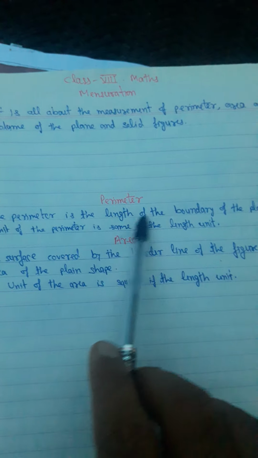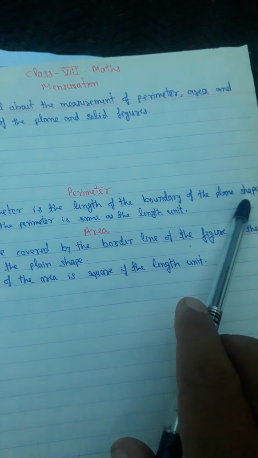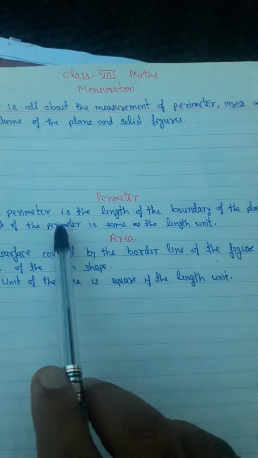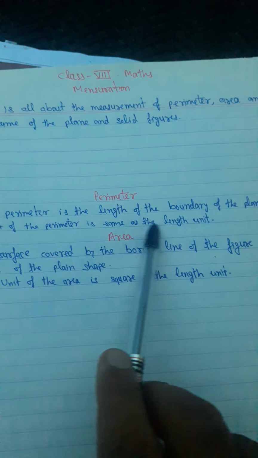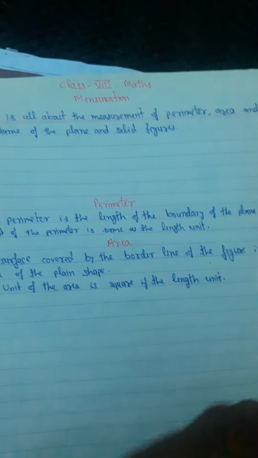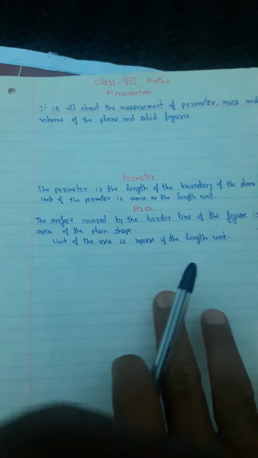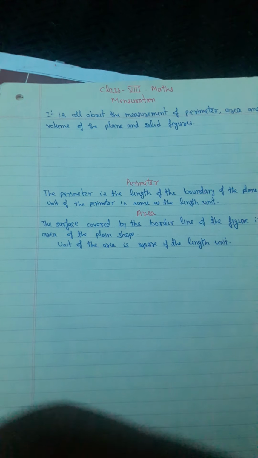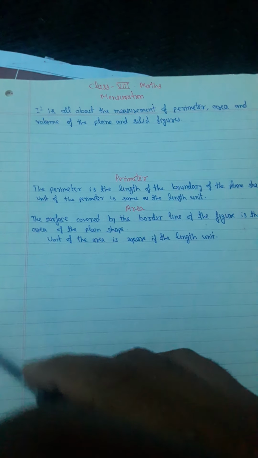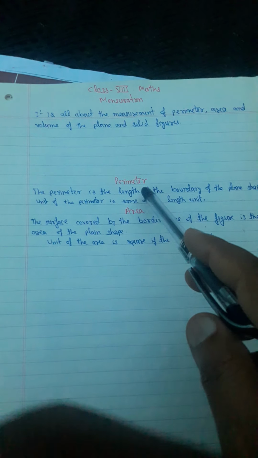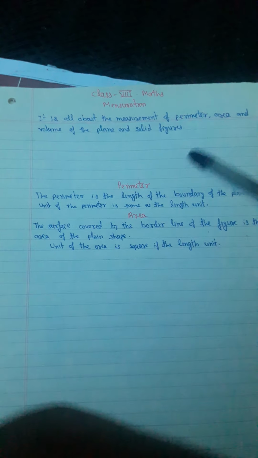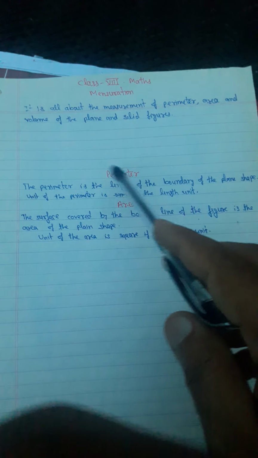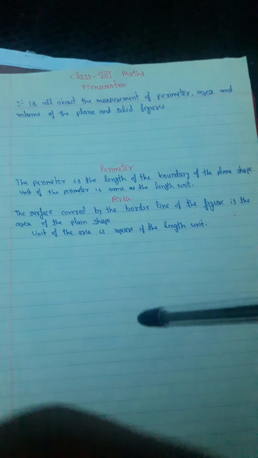Perimeter: the length of the boundary of a plane figure is known as the perimeter. The unit of the perimeter is the same as the unit of length. Suppose we want to fence our boundary, then we have to measure all the sides of our plot, and the sum of all the sides is known as the perimeter. Whatever unit we measure the length in, if we measure in centimeters, the perimeter unit will also be centimeters. If we measure the length in meters, then the perimeter unit should also be meters.